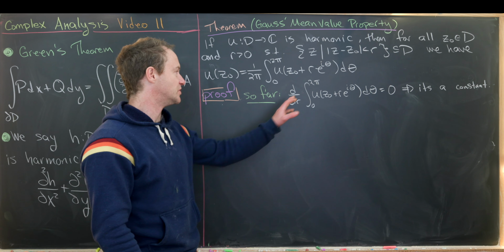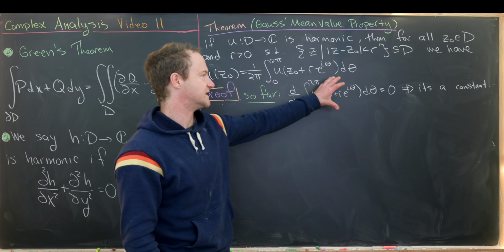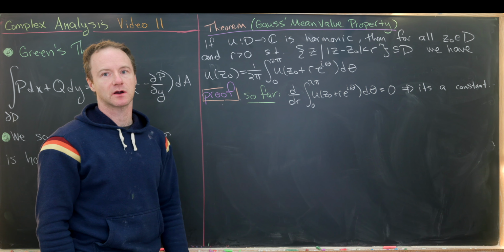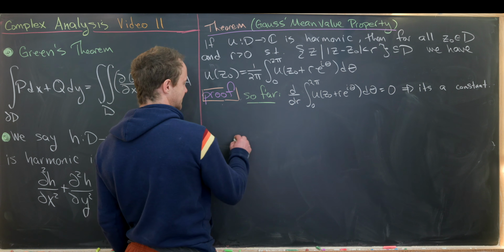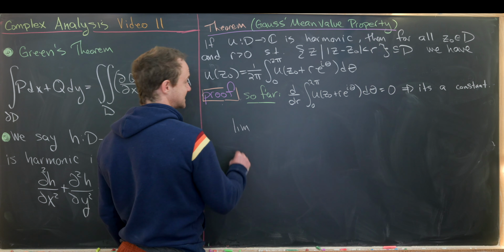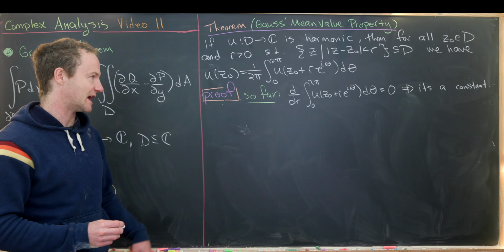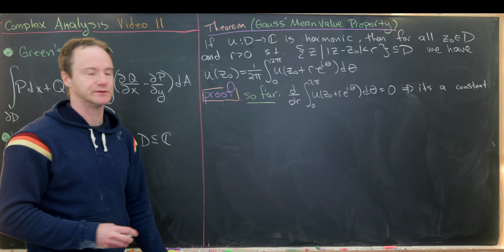So far, we showed that the derivative with respect to r of this integral was equal to 0, but that means it's a constant with respect to r. But if it's a constant with respect to r, that means its limit will be equal to itself. In other words, its limit as r approaches 0 will be equal to itself.